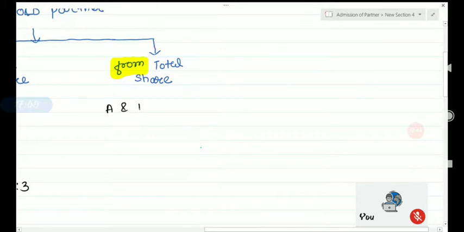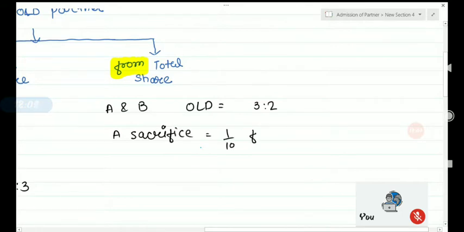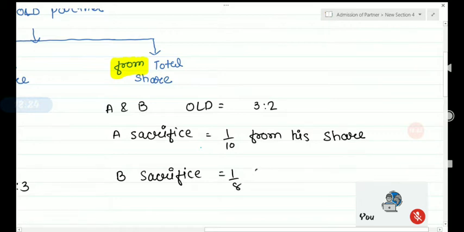A and B having old ratio of say 3:2. A sacrifices 1/10 from his share, and B sacrifices 1/8 from his share.